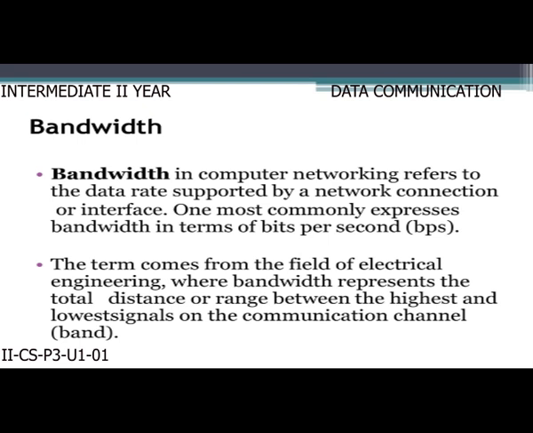Bandwidth in computer networking refers to the data rate supported by a network connection or interface. One most commonly expresses bandwidth in terms of bits per second. The term comes from the field of electrical engineering, where bandwidth represents the total distance or range between the highest and lowest signals on the communication channel or band.